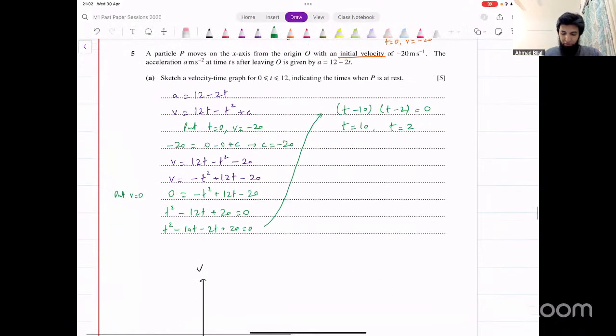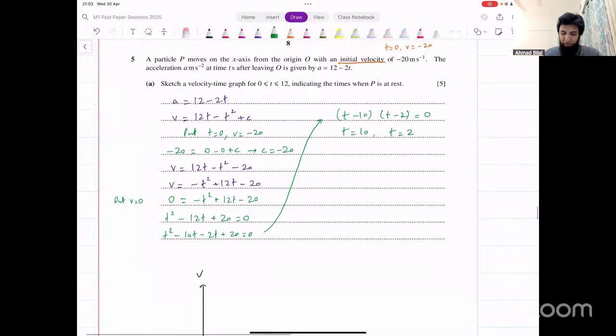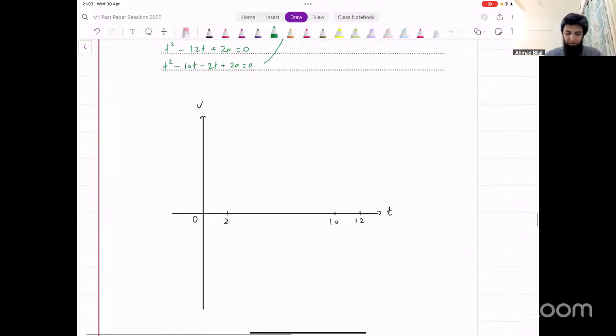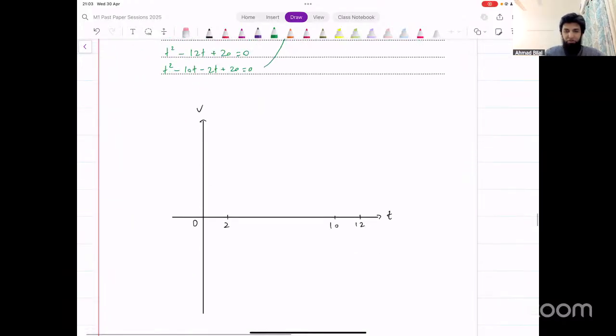What else do we know? Initial velocity was -20. That's one thing that we know. And that's it. We can draw that graph. We can sketch the graph like this. Right in the middle, since it's a quadratic function, right? Quadratic functions are symmetric. So it's going to be a symmetric curve. So its maximum point is going to be right in the middle when time is equal to 6, between the two x-intercepts, because of the symmetry of the graph.